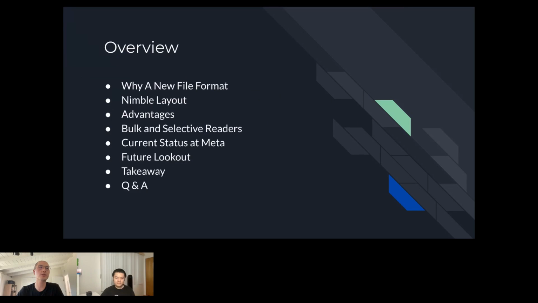During this talk, we're going to go through a couple of sections. Firstly, we're going to tell why we need a new file format, and then give a brief introduction to Nimble's layout. Then Jimmy's going to cover some advantages that Nimble has over other formats and some technical deep dives into Nimble's bulk and selective readers. Then a brief introduction about the current and future work that we are doing around Nimble at Meta. And then we're going to conclude our session with the takeaway section, and of course, last, a Q&A session.